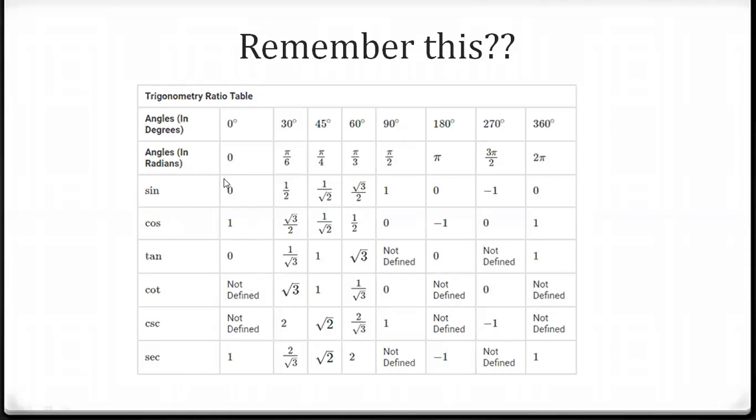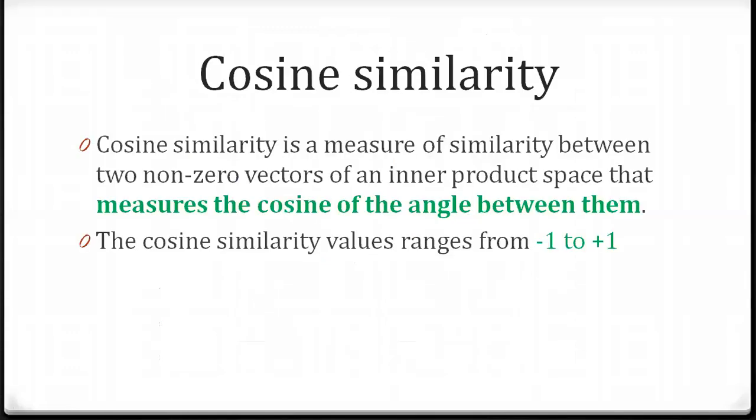The value of cos 0 is 1, at 90 degrees it's 0, at 180 it's minus 1, at 270 it's 0, and at 360 it's 1. And when you see, all the values, including 30 degrees, 45 degrees, everything, lie between minus 1 and plus 1. So your cosine similarity value also ranges between minus 1 and plus 1.